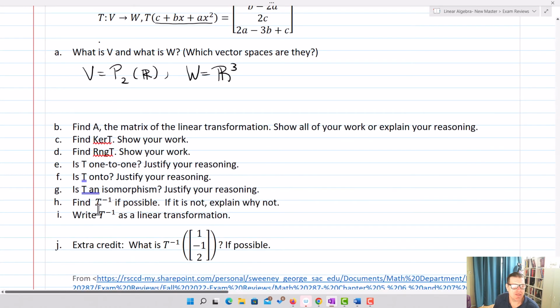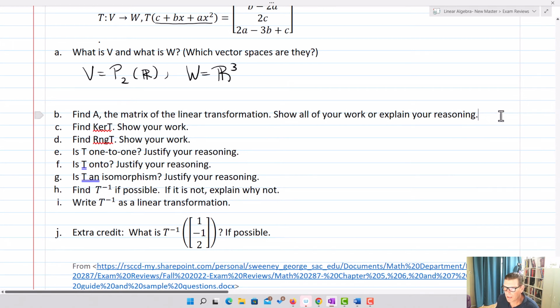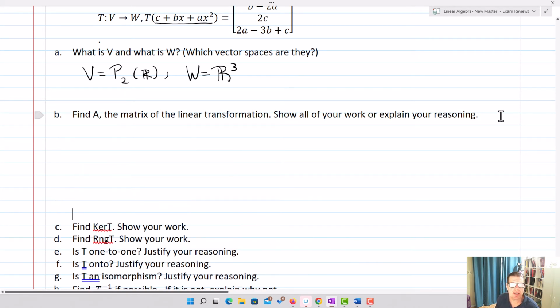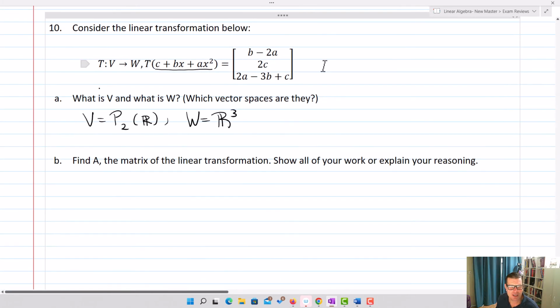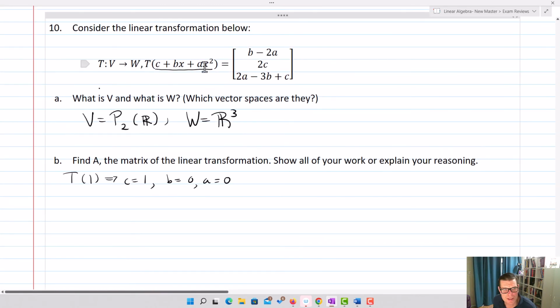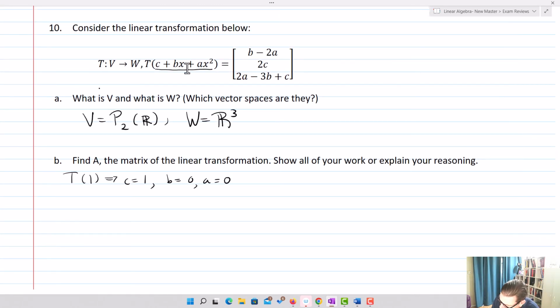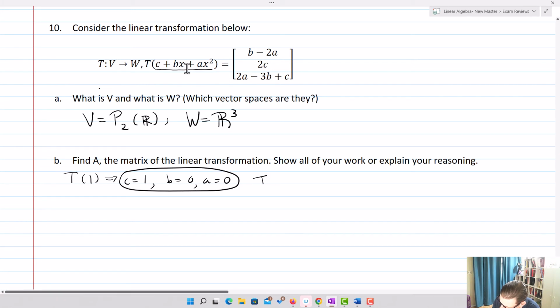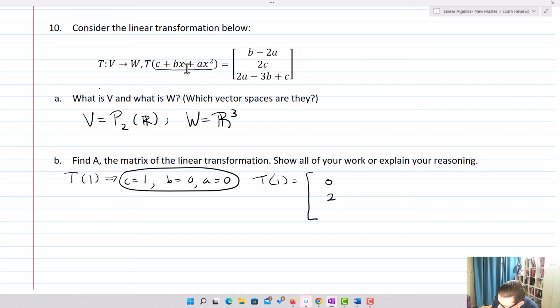Now, we're being asked to find A, the matrix of the linear transformation. So what we can do is use the standard basis vectors for a polynomial. So we'll start out with T of 1. And T of 1, just to help us define this, is going to be that where c is equal to 1, b is equal to 0, and a is equal to 0. Okay? So we're going to use that definition of the polynomial. So T of 1 is going to end up equaling 0, 2, 1. Right? Just plug in c equals 1 into the vector, you get 0, 2, 1.